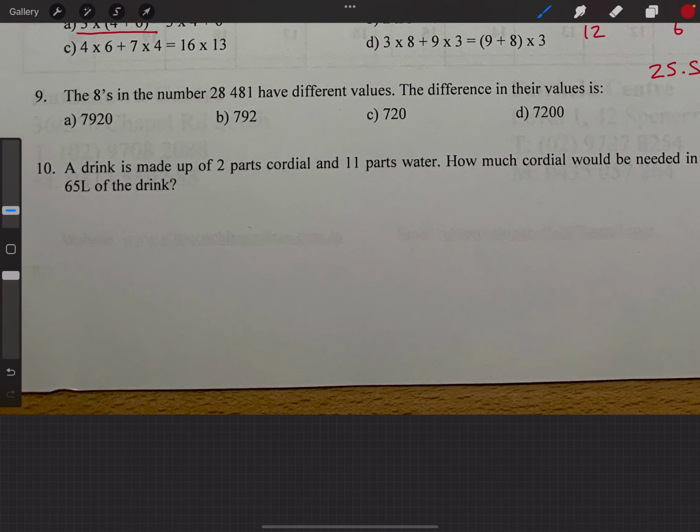Question 9. The 8s in the number 28,481 have different values. The difference in their values is, so what's the value of this one? This is the ones, the 10, the 100, this is the 1,000. That means the first 8 has a value of 8,000 because it's in the thousands column. The second 8 is in the tens column, so that has a value of 10, so it's 80. So difference. Difference means take away. Take away, get the answer.